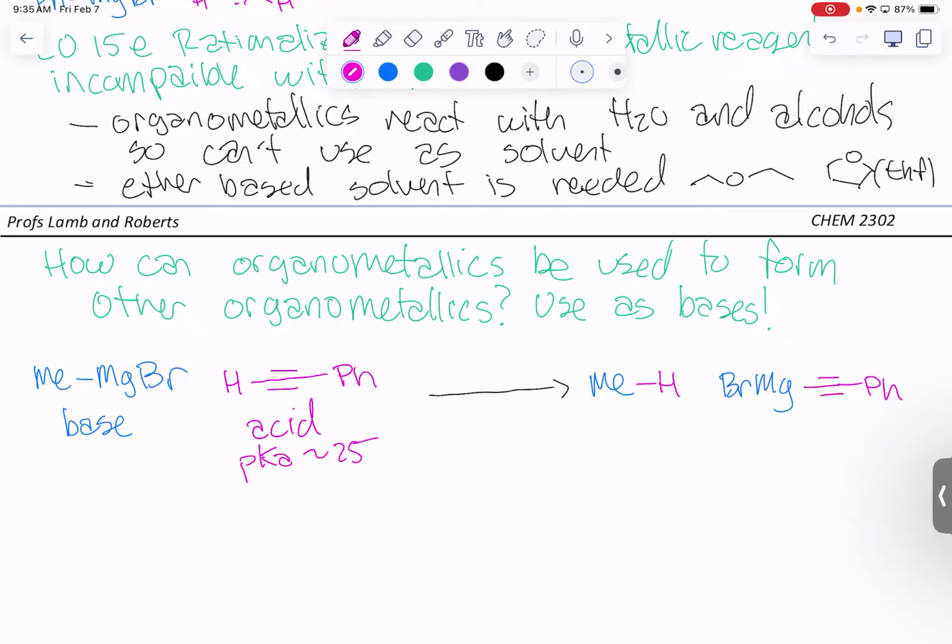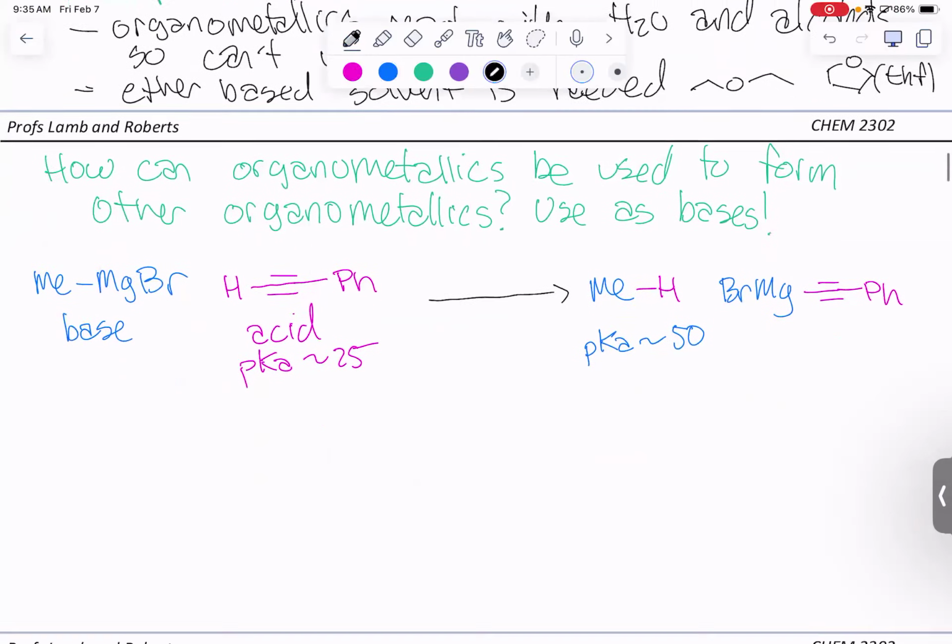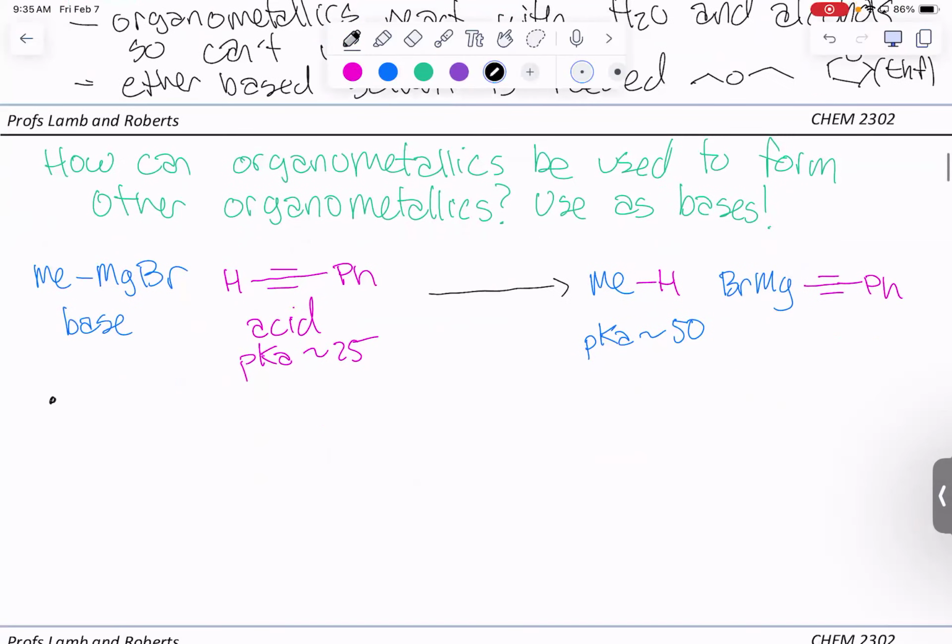I told you the pKas matter a lot, because we just need something that is more acidic. The reason this is not going backwards is that the pKa of methane is over 50. So this is never going to go in the backward direction. We're never going to use a magnesium bromide acetylene reagent to deprotonate methane and go backwards, because our pKas don't match. So in this case, what we've done is we formed a new organometallic reagent.